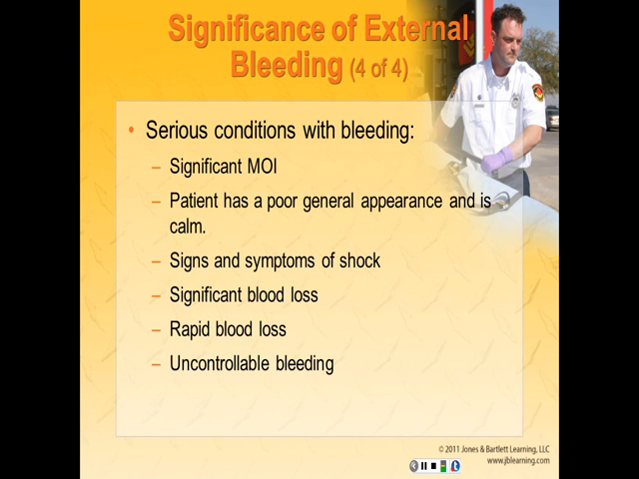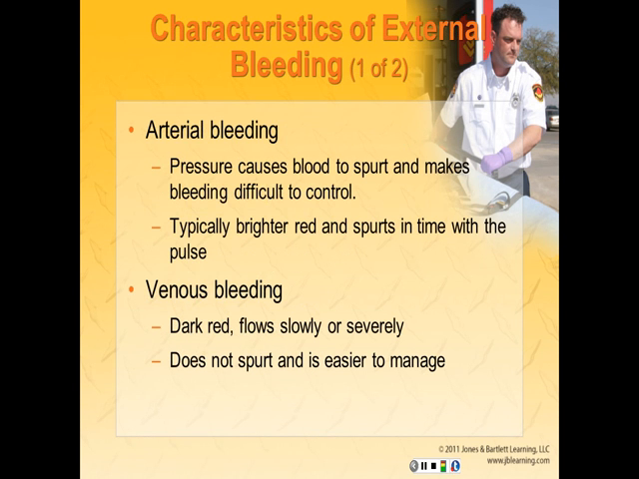You should consider bleeding to be serious if the following conditions are present. There is a significant mechanism of injury. The patient has a poor general appearance and is calm. There are signs and symptoms of shock present. There is significant loss of blood. There was rapid blood loss. Bleeding is uncontrollable. Blood loss is an extremely serious problem that demands immediate attention as soon as airway and breathing are addressed. Some of the characteristics of external bleeding.